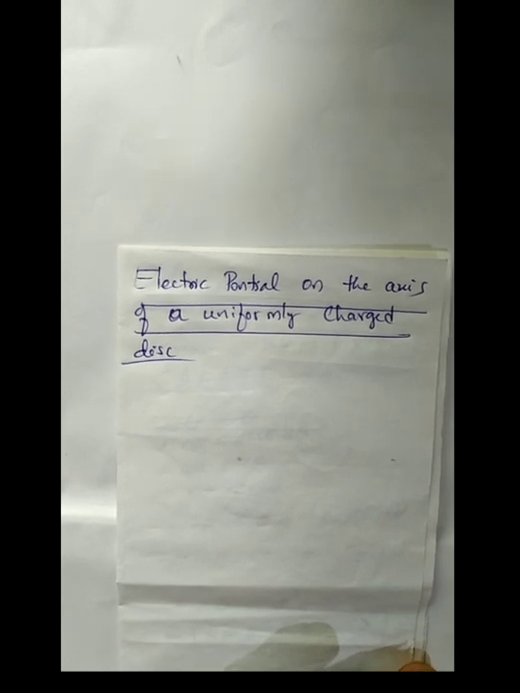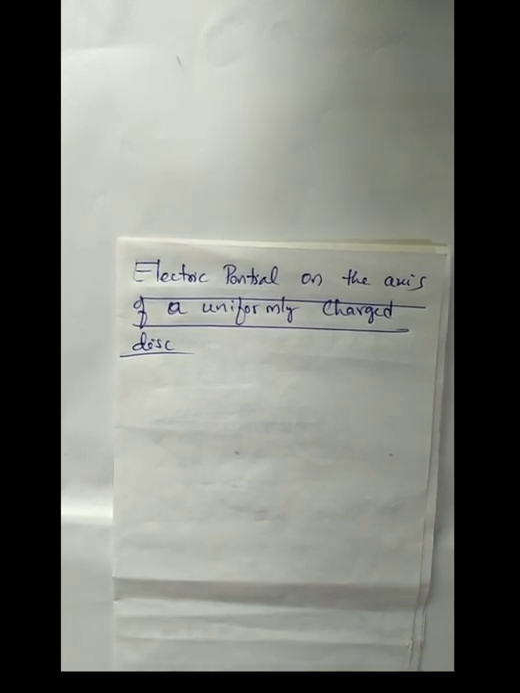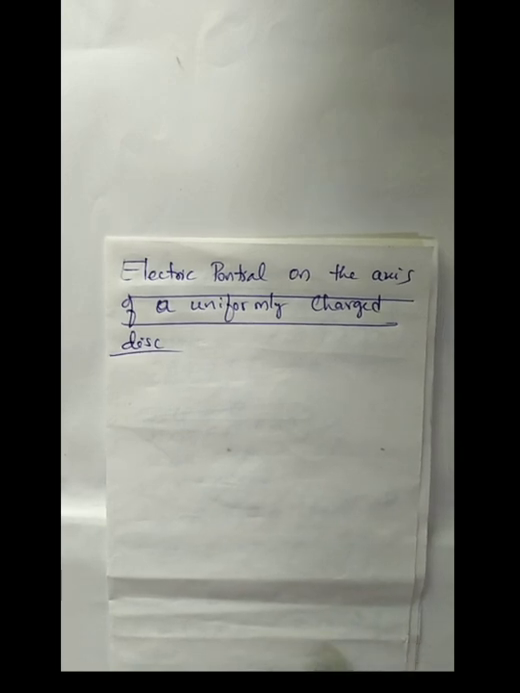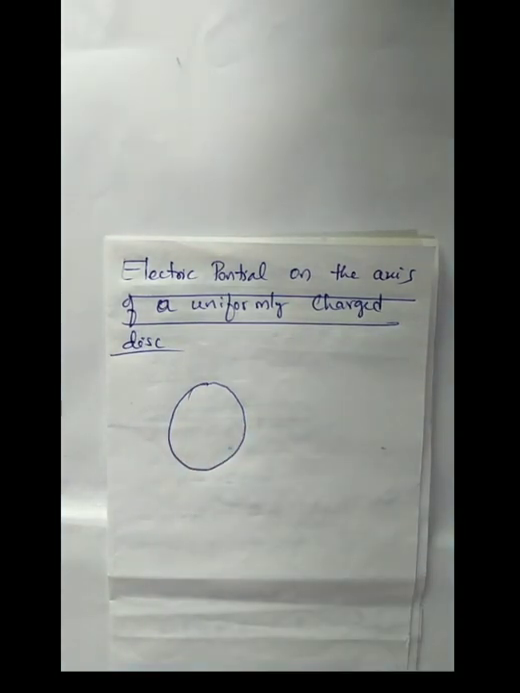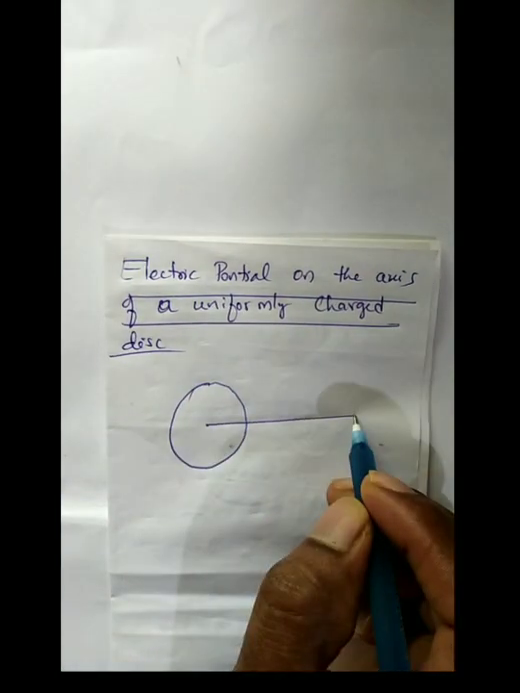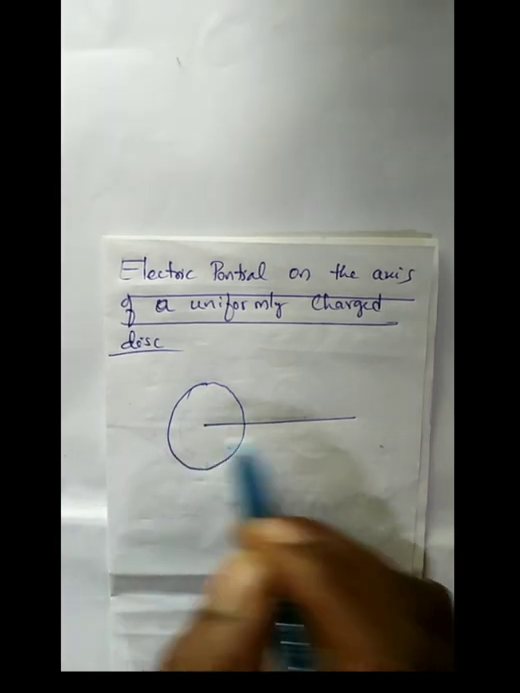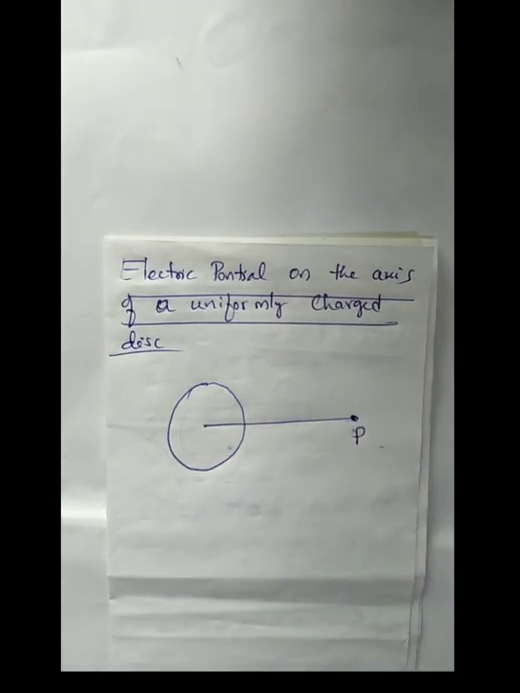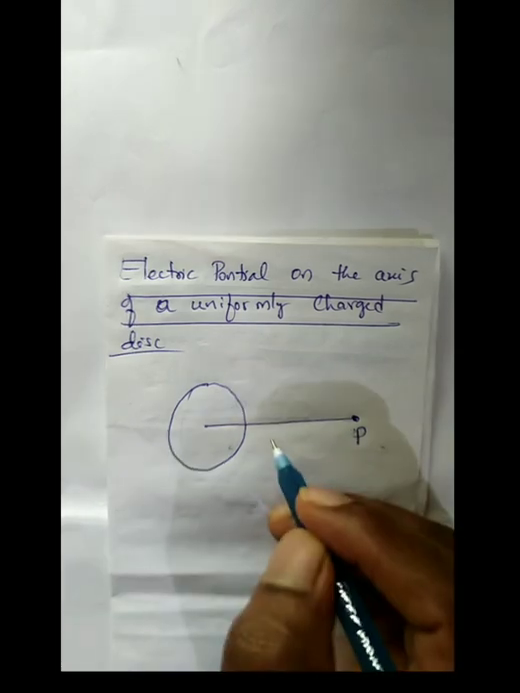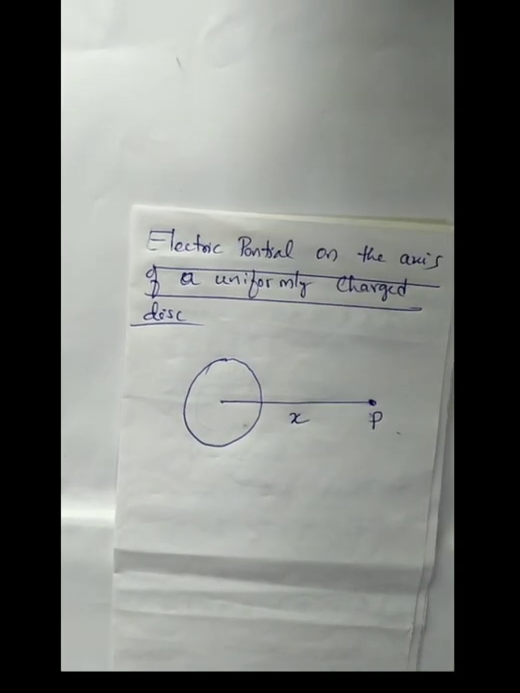So today we are going to see the electric potential on the axis of a disk. The disk is a circular portion which has a thickness. Axis means the line perpendicular to the plane of the disk which passes through it, and at point P there you have to find the potential. Say, for example, x is the distance along the axis.